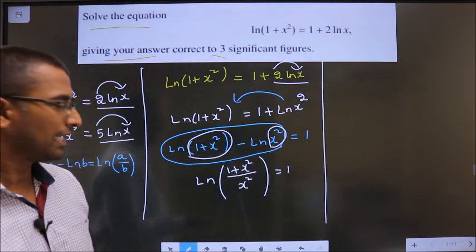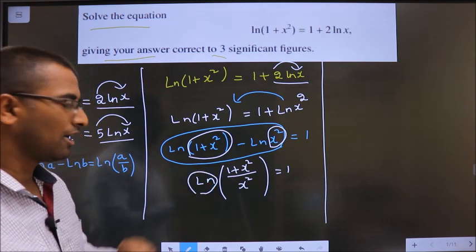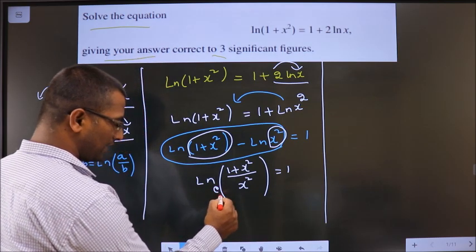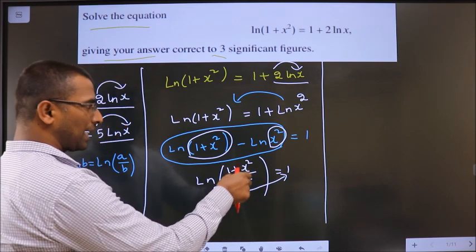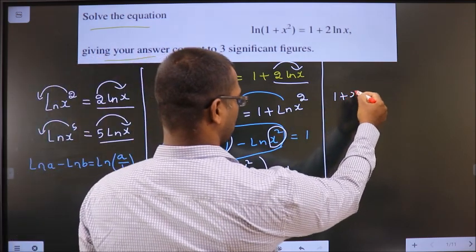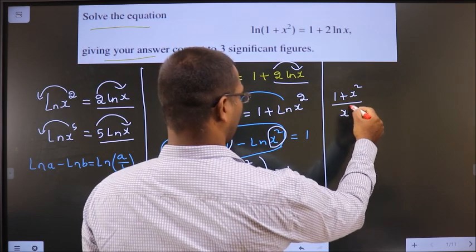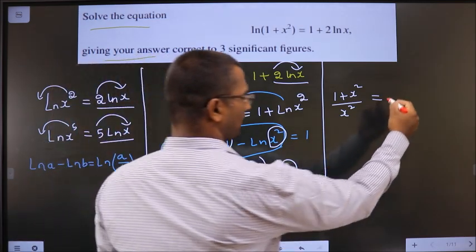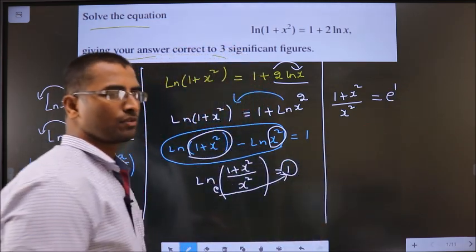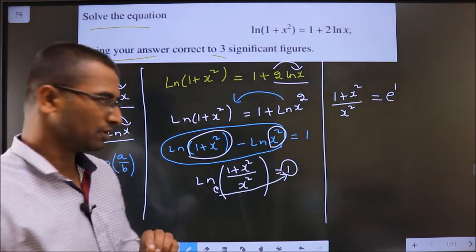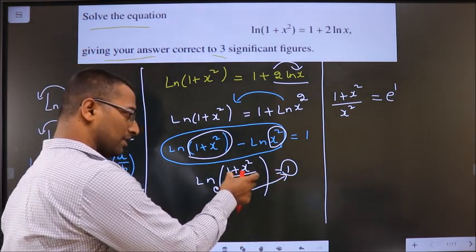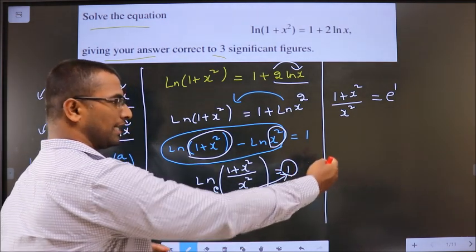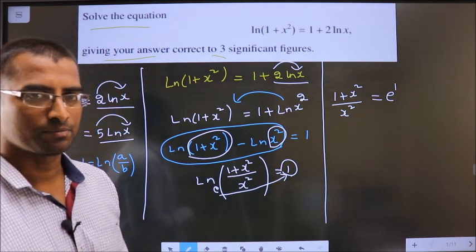Next step, how do we simplify? We remove this ln. How do we remove it? Here the base is e. So the bracket will remain on the same side, and on the other side it will become e to the power of whatever is present on this side. So that is e¹. This is how logarithms are removed: this thing remains on the same side, and e power whatever you have on this side goes on the other side. Clear?